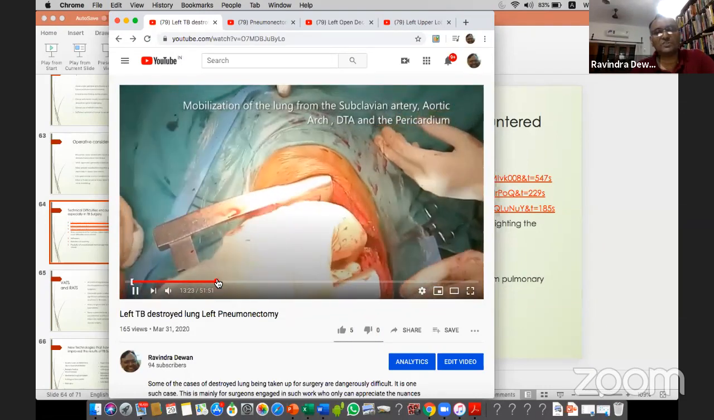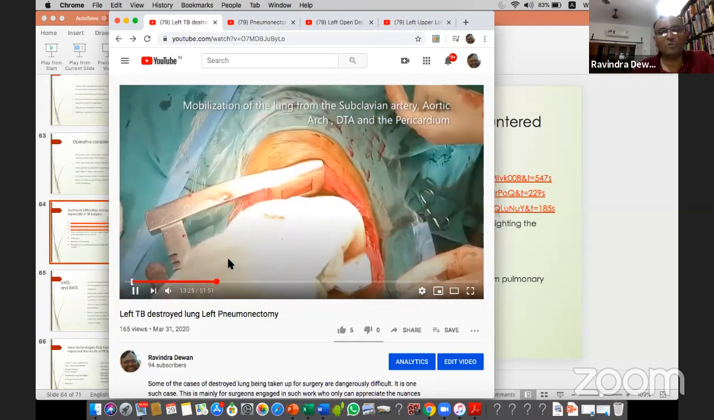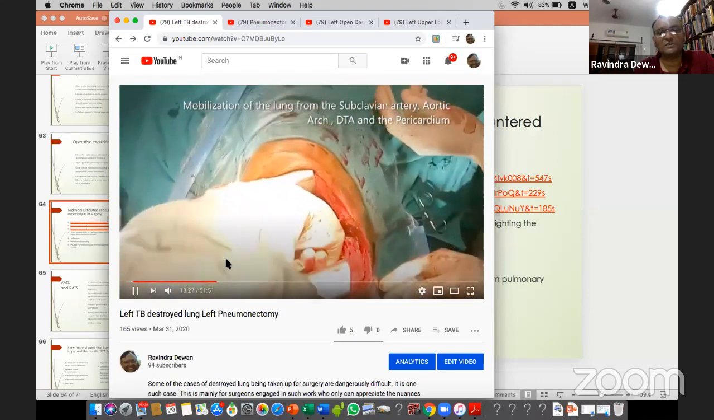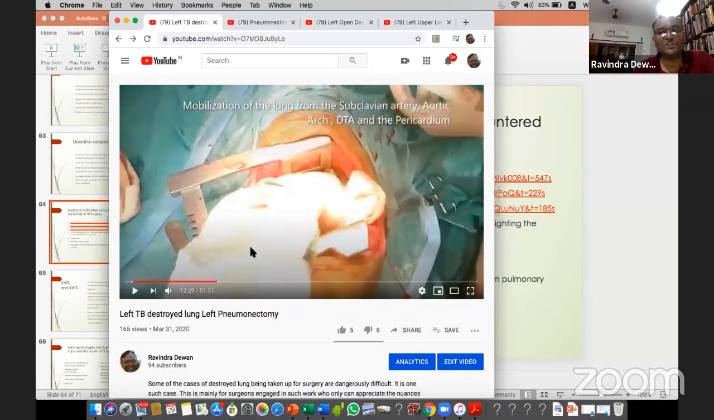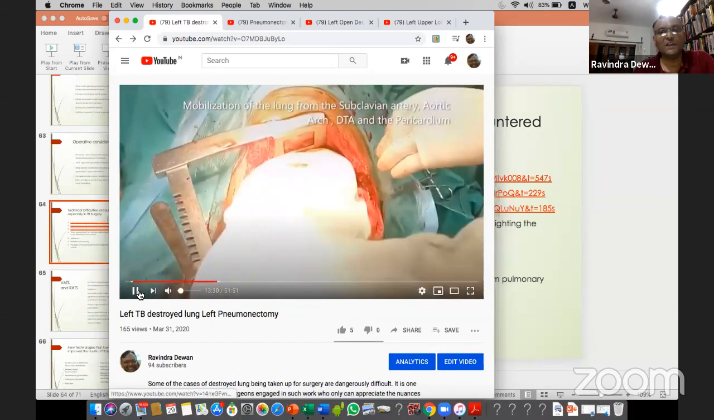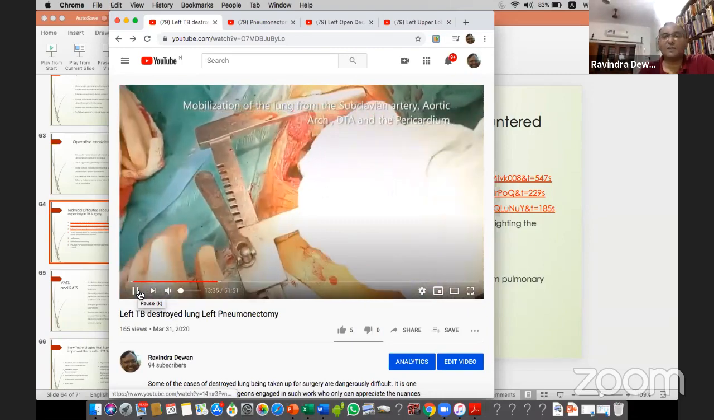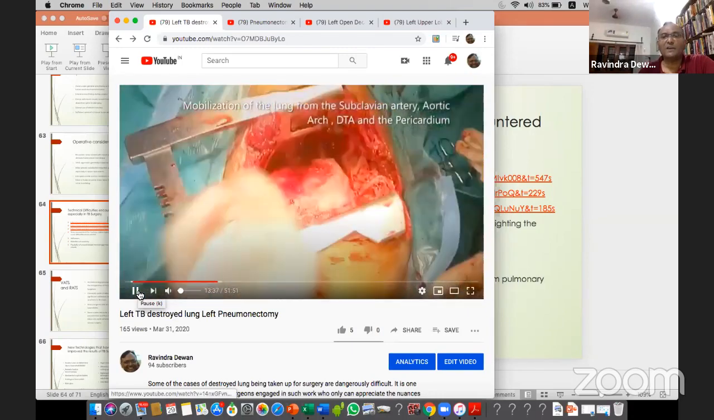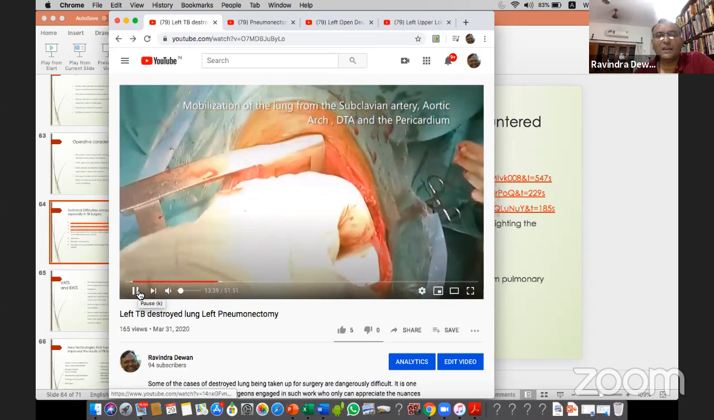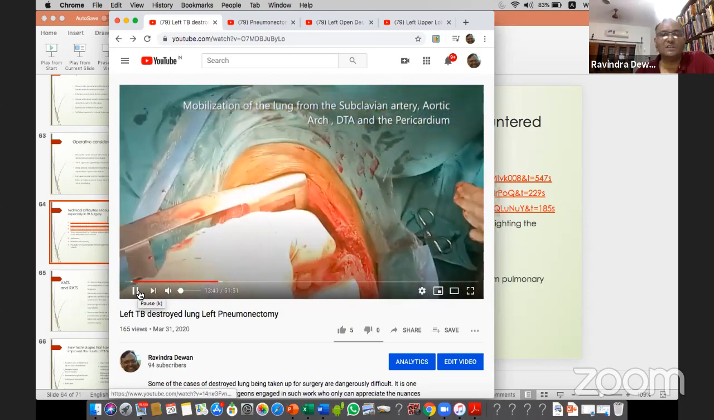The structures you see on the left side, while you are doing the mobilization of the apex, it is very important that you don't end up injuring the left subclavian artery. Similarly, at the posterior portion, sometimes the aorta. Mobilization of the lung from the subclavian artery, aortic arch, pericardium, and diaphragm, all these areas have to be done carefully.